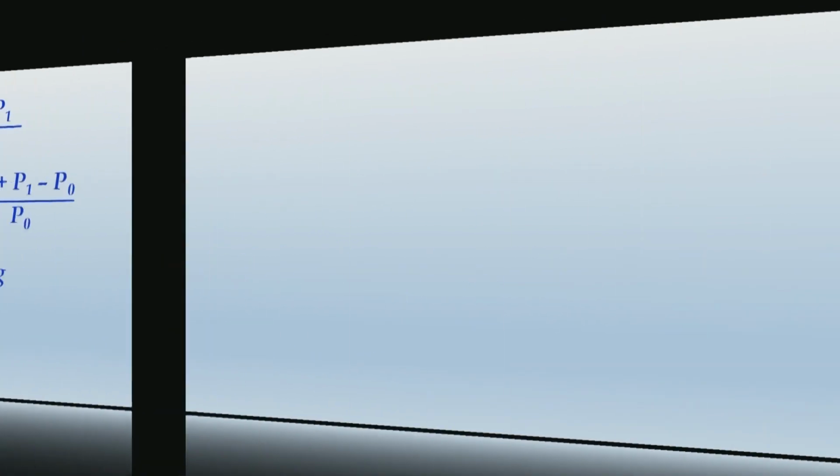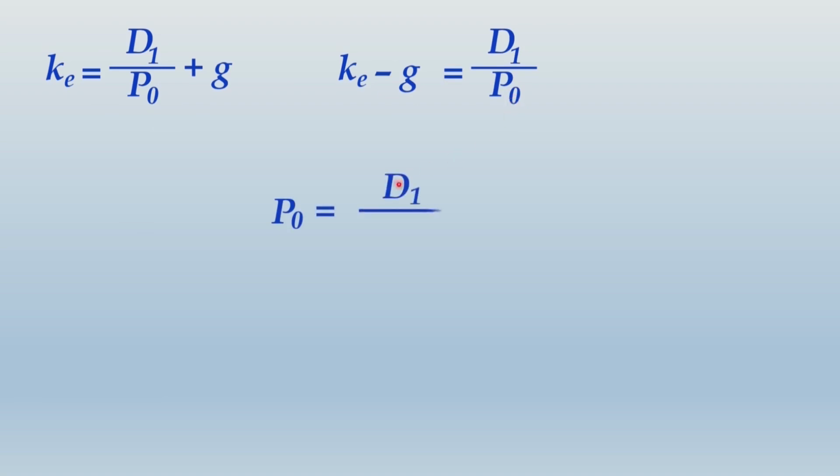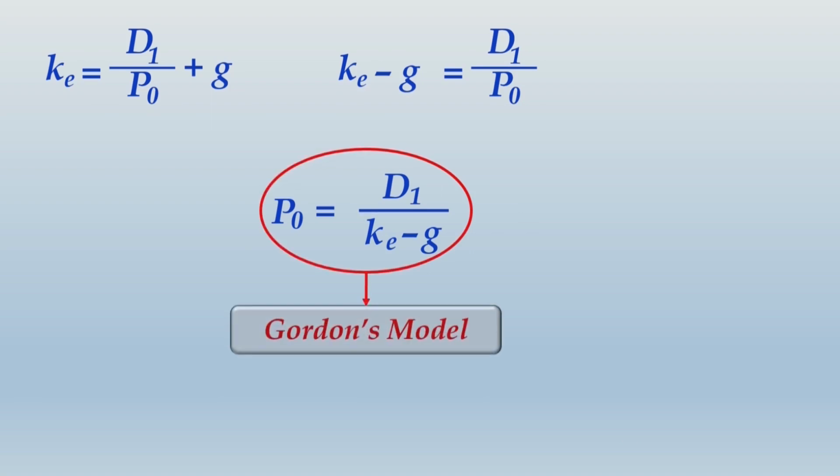So let us move ahead, and now we would say if KE equals D1 by P0 plus G, KE minus G, that means what we have done, this plus G from right hand side we have shifted to left hand side, it becomes KE minus G, and in the right hand side what remains is D1 by P0. Through this you can determine the value of P0, that will be D1 upon KE minus G. So P0 goes to left hand side and KE minus G comes to right hand side and becomes the denominator. So P0 will be D1 upon KE minus G, and this is nothing but Gordon's model.